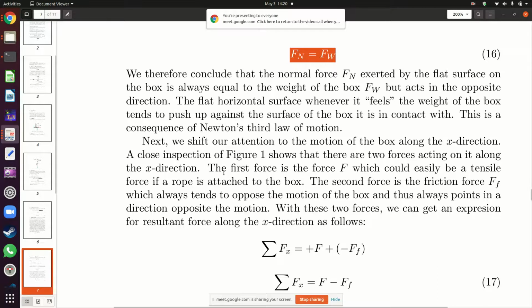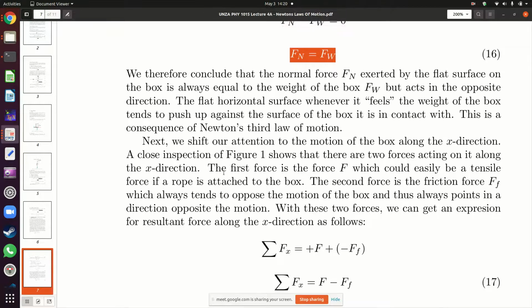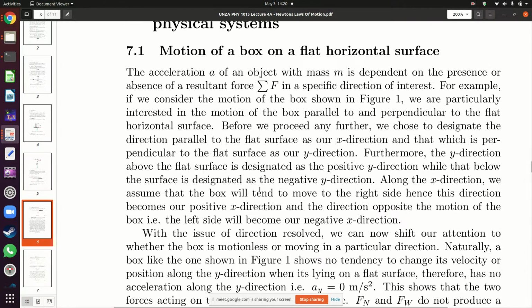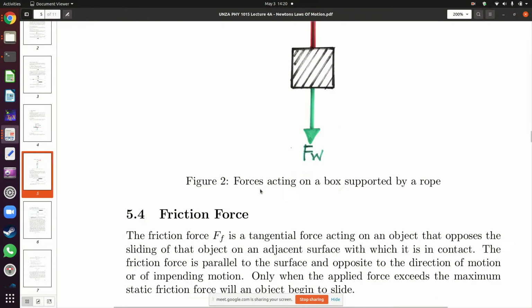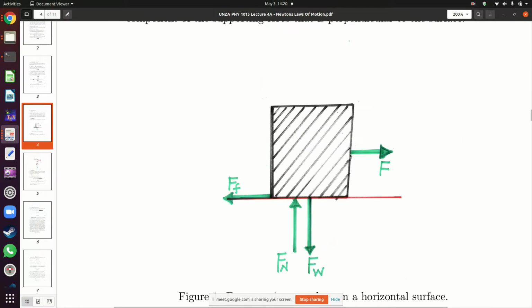Okay. The next thing is we are done with what's happening in the y-axis. We move to what's happening along the x direction, or in the horizontal direction. In the horizontal direction, we choose the direction in which the box is going to move. Since the box is being pulled to the right, we choose this direction, the plus x direction, to be positive. Any force pointing in this direction, in which the box is moving, we treat as a positive force. Any force pointing in the opposite direction, we treat as a negative force.